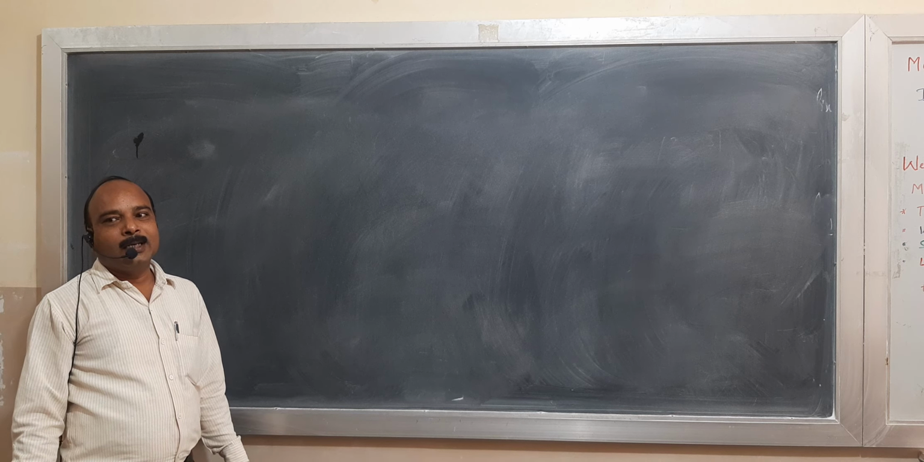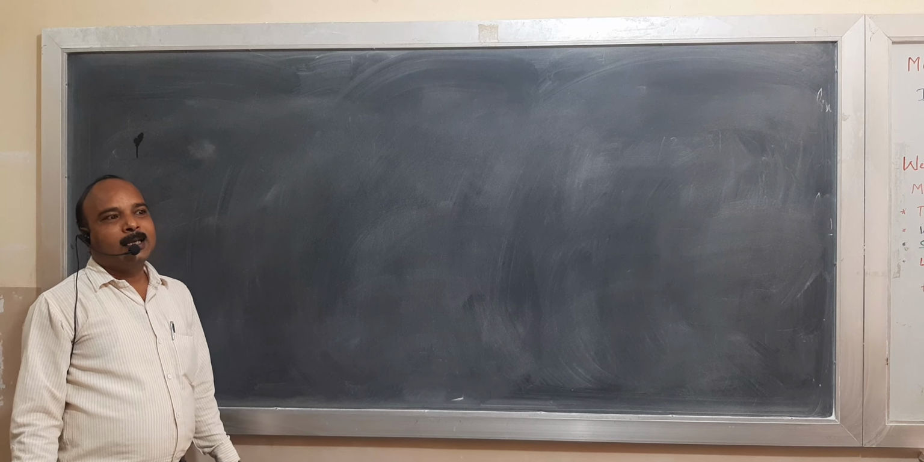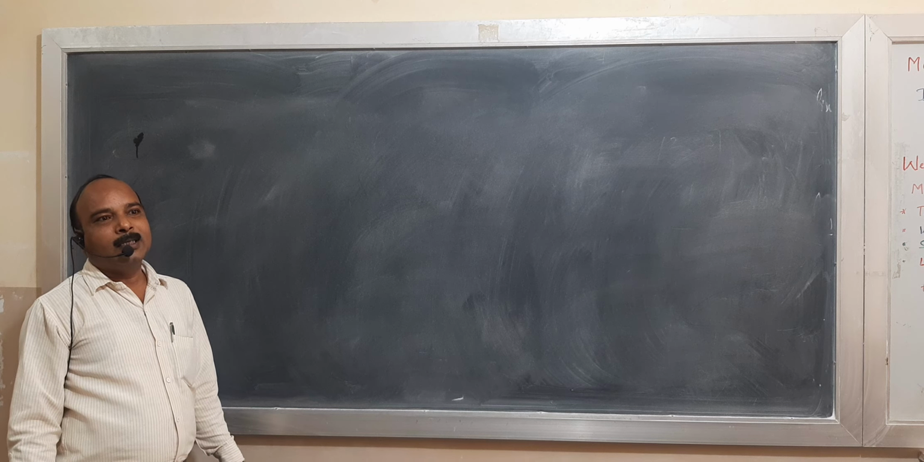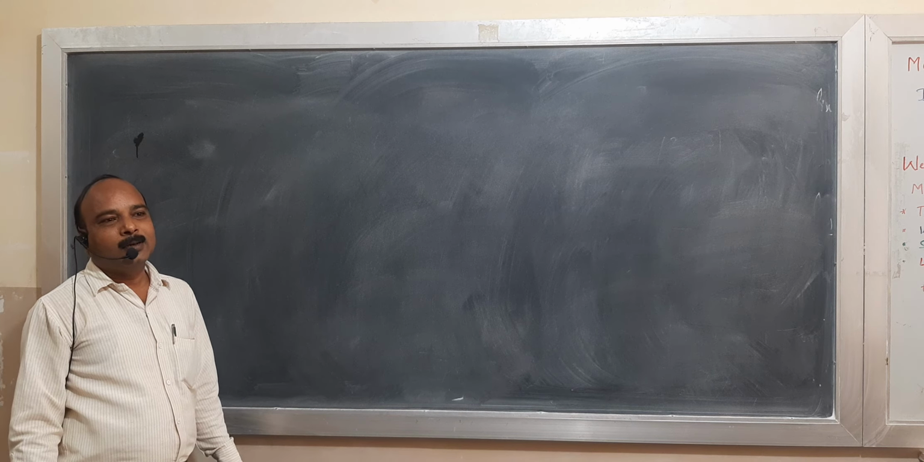After that, we completed associative property. That is, A plus B plus C equal to A plus B plus C. And third one, we completed existence of an identity element, that is A plus O equal to O plus A equal to A. Now today we discuss the remaining last property, that is existence of an inverse element.